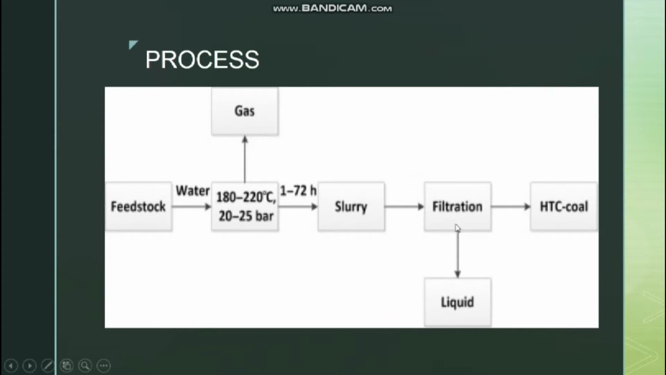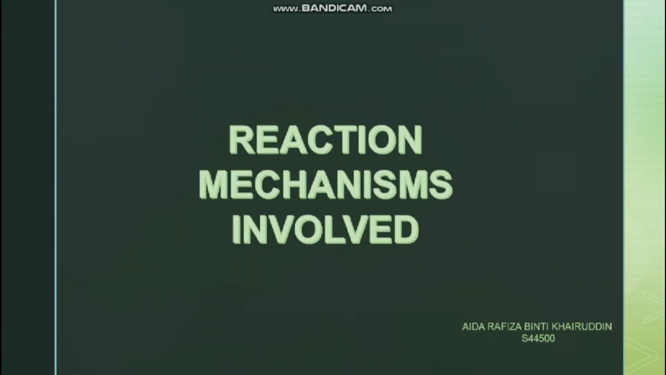The slurry will be filtered. During the filtration process, a lot of water will be removed. During the process, wastewater will be produced in the form of liquid. After the filtration is done, we can get our final product. Our final product is HTC coal. That's it for me.